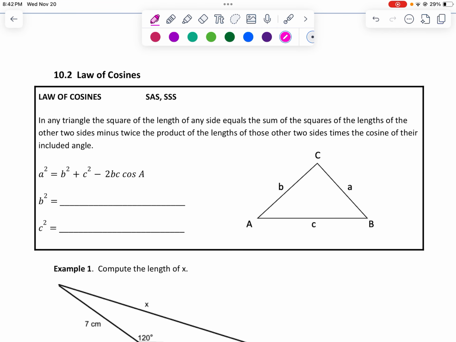All right, let's get started on 10.2, where we're going to talk about the law of cosines. So last time we talked about the law of sines. Today we're going to focus on the law of cosines. Same exact process, where this is when we do not have right triangles.